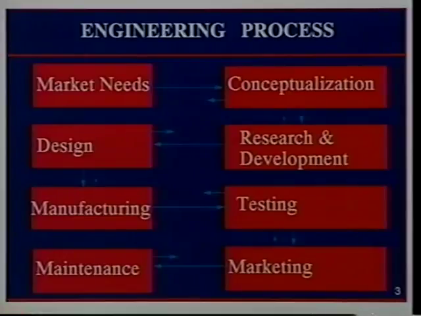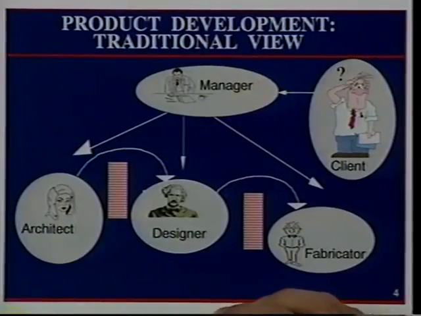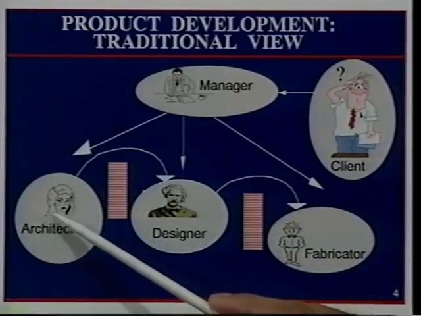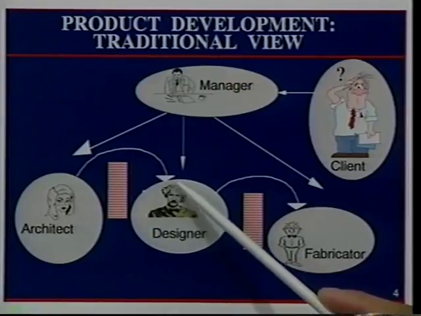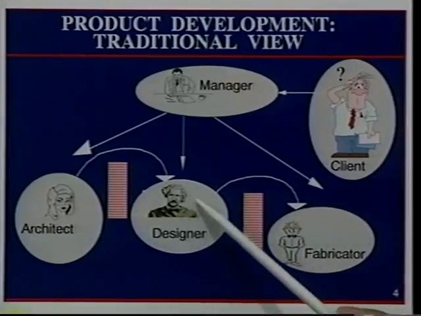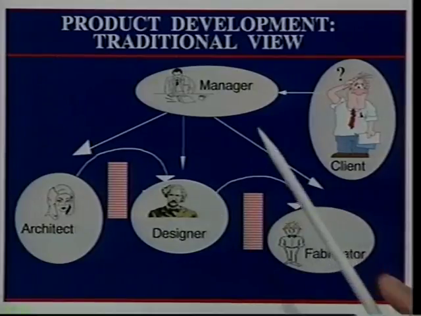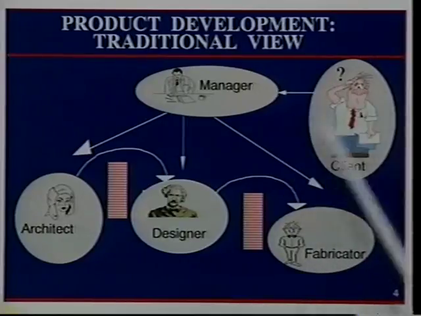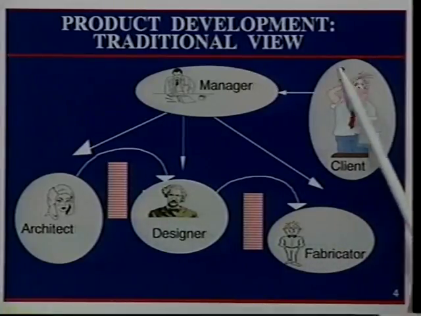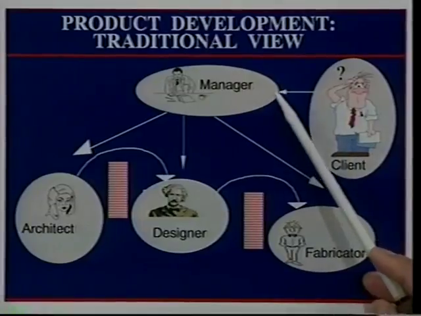In a traditional product development, the way this is done is as follows. I am taking an example in the architectural engineering construction industry, but this example is the same in most industries. Here the architect first does the design and throws it over the wall to the designer. The designer then does some calculations and throws it over the wall to the fabricator. We have a manager who is overseeing all these people, and then we have a client who is paying for all the work, but the client is kind of confused.